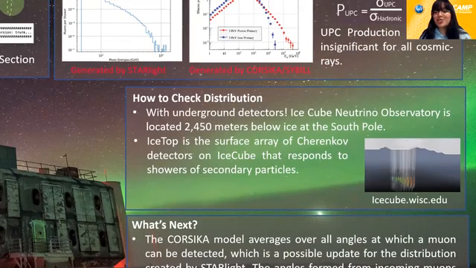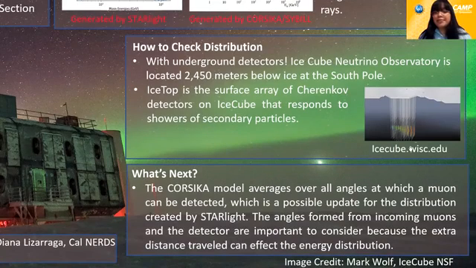So how do we check this distribution? We can use underground detectors, such as IceCube. IceCube is a neutrino observatory located in the South Pole. And now the reason why we have detectors buried 2,400 meters below the ice is because, as we've seen before, these collisions cause cosmic ray showers, and along with the cosmic ray showers and subatomic particles, energy is released. So we need a transparent material like water or ice in this case for light to pass through and get detected. So that is why IceCube was created.